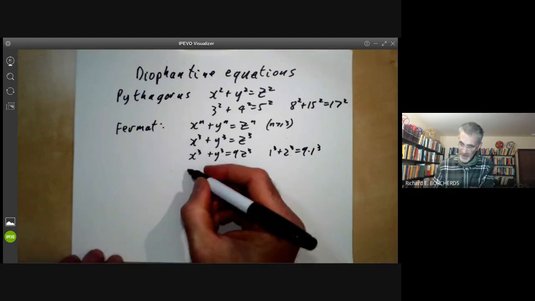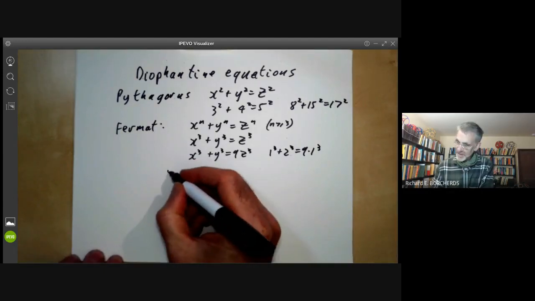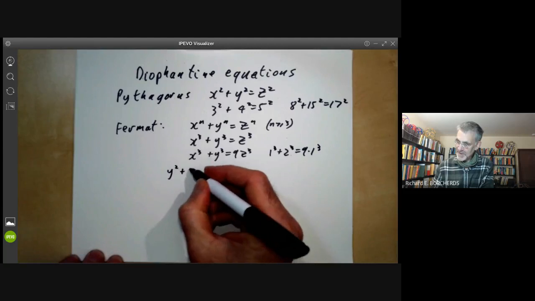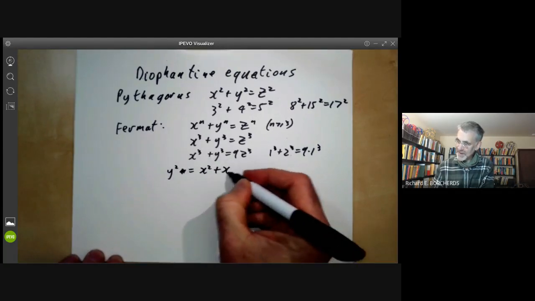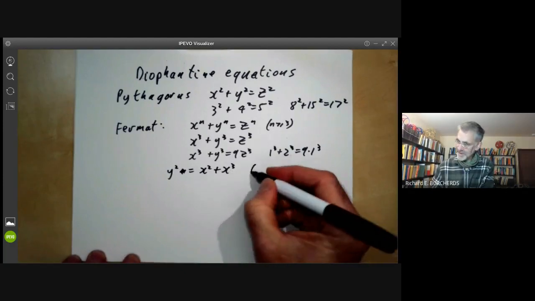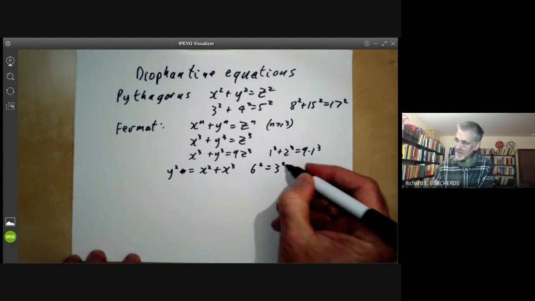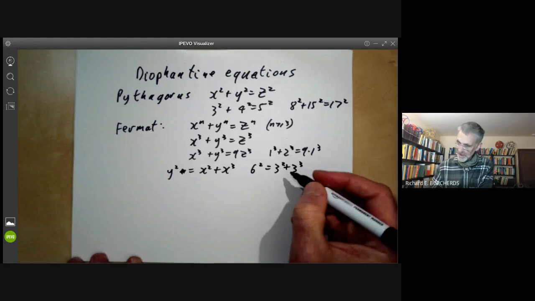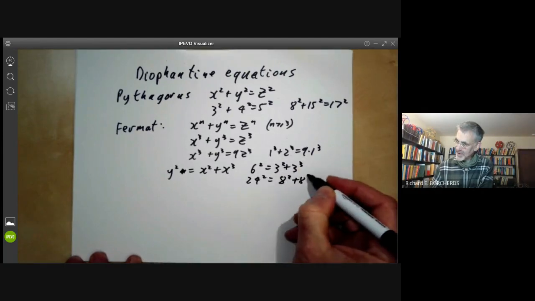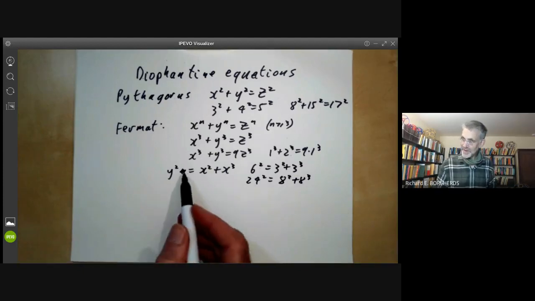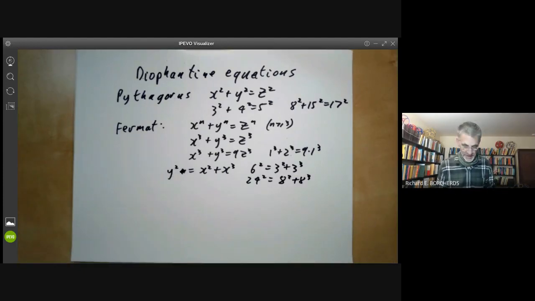So another example of an equation, where the curve actually has a singularity, as we will see later, is something like y squared equals x squared plus x cubed. So this has a solution, 6 squared equals 3 squared plus 3 cubed, or 24 squared equals 8 squared plus 8 cubed. And again, we can ask, can we find all integer solutions of this?